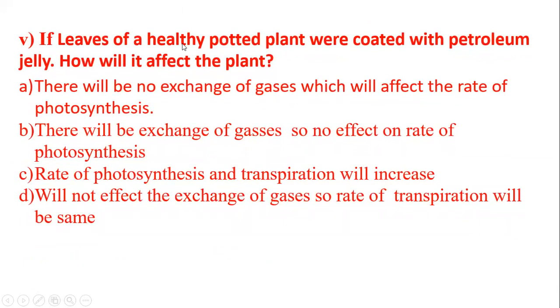If leaves of a healthy potted plant were coated with petroleum jelly, how will it affect the plant? Of course, on each and every leaf a plant has small pores which are called stomata, which are helpful for gaseous exchange. If there are no pores, oxygen and carbon dioxide will not get exchanged.